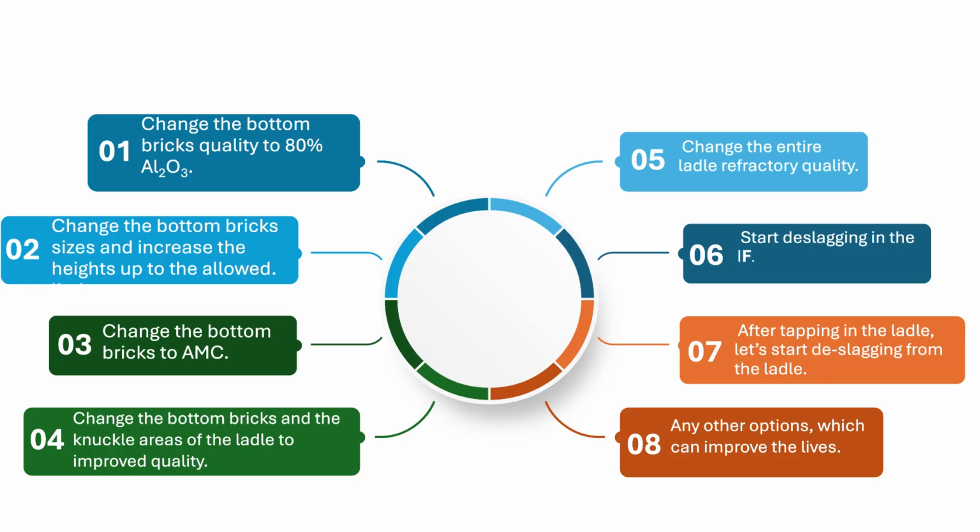Change the bottom bricks quality to 80% alumina. Change the bottom brick size and increase the height up to the allowed limit. Change the bottom bricks to AMC. Change the bottom bricks and the knuckle areas of the ladle to improve quality. Change the entire ladle refractory quality.